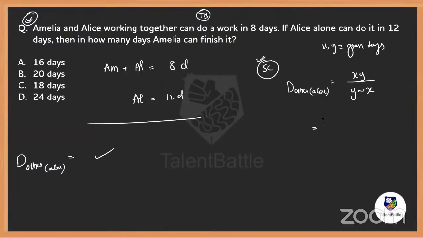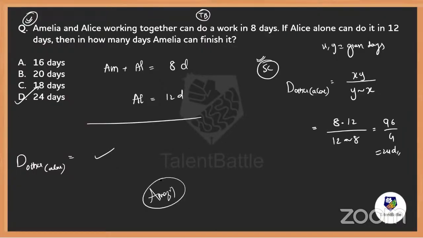So it says 8 into 12 upon 12 minus 8. 8 into 12 is 96. 96 by 4 is 24 days, everybody. And there you go, option D is your answer. Isn't it really a nice method, everybody, if I'm not wrong? An amazing shortcut that definitely saves a lot of time. Yes or no? People, what do you say?